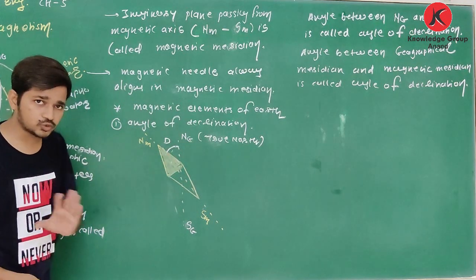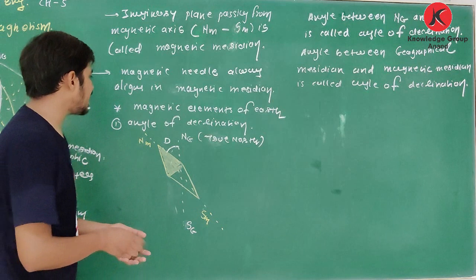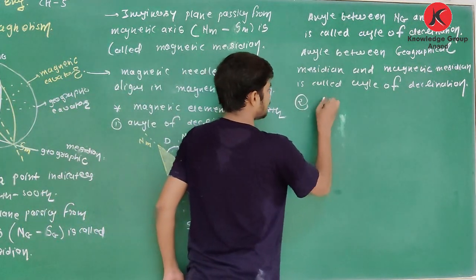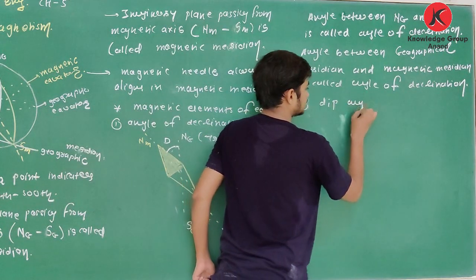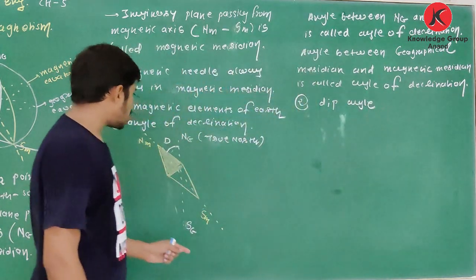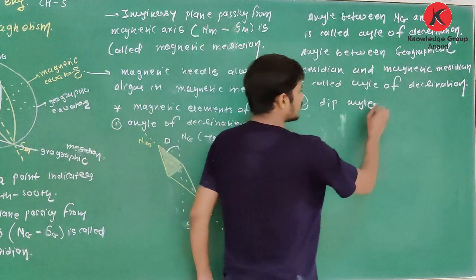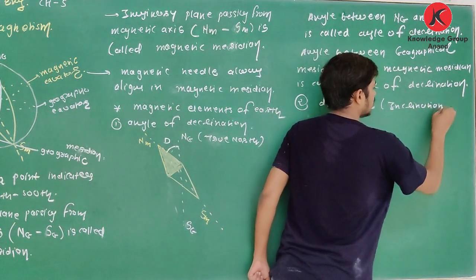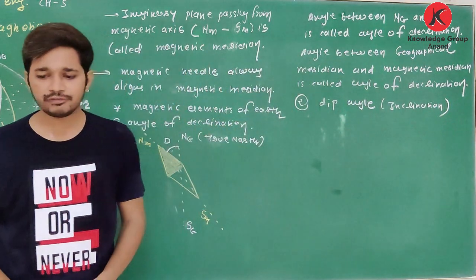With true north and true south. Clear about this? Now the second element is the dip angle. It is called declination. Dip angle is also called inclination. Now what is the meaning of inclination?